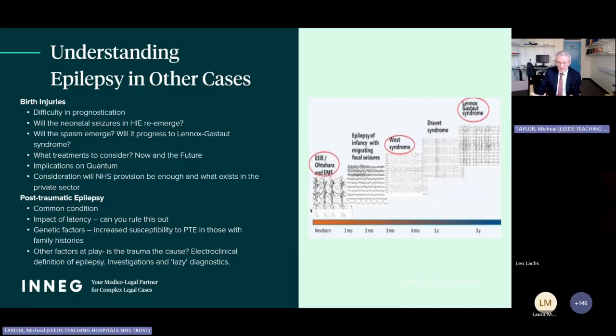And the other thing just to say is latency. Can you rule it out? Well, actually, latency doesn't automatically rule out an event. It can be well described 10 plus years later, up to 20, depending on the severity of the head injury. You may well have a latency period and there be a relation to the post-traumatic epilepsy. So don't be saying, well, it's 10 years, 15 years down the line, I can automatically rule it out. You can't. But also, you need to take into account every bit of circumstance around that individual as a person.